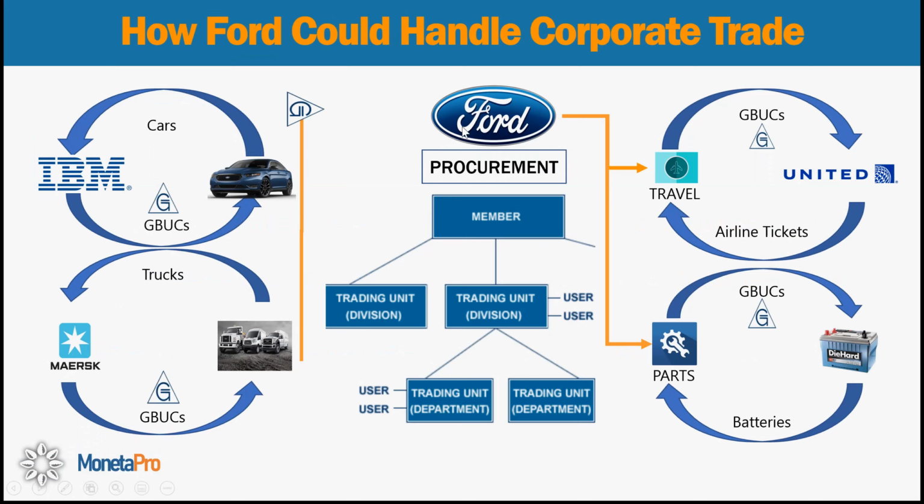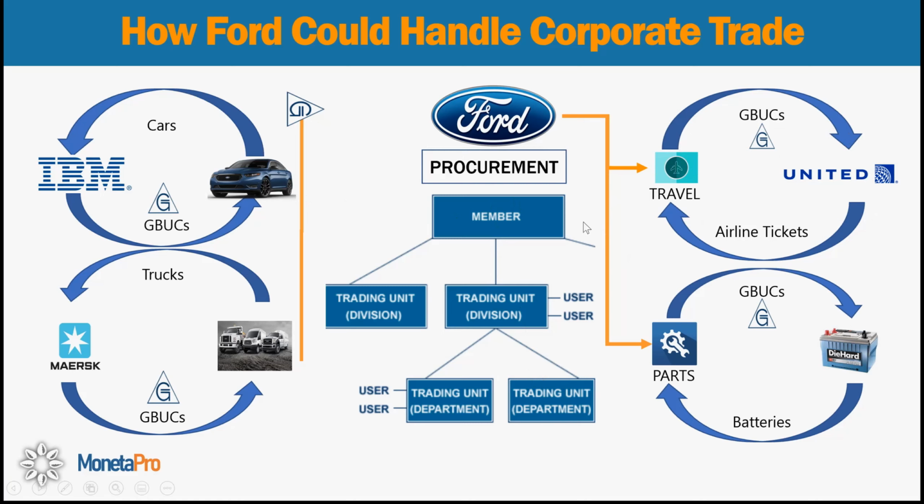Let's go back. If you're a company like Ford, instead of an Amazon that's just a single sign-on, MonetaPro allows you to create divisions, departments, and assign rights and authorities within the hierarchy. Now, for instance, if your truck department sells or transfers trucks to a company like Maersk, they do not have to negotiate the shipping back. Shipping exists over here in the procurement side of the company.